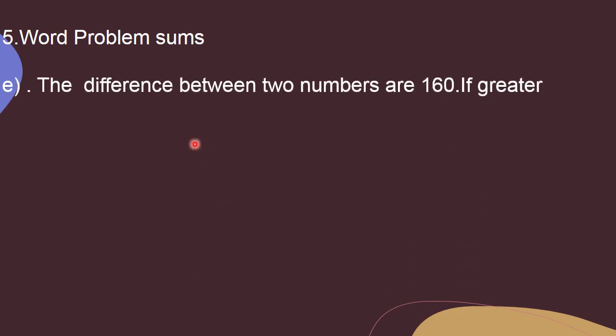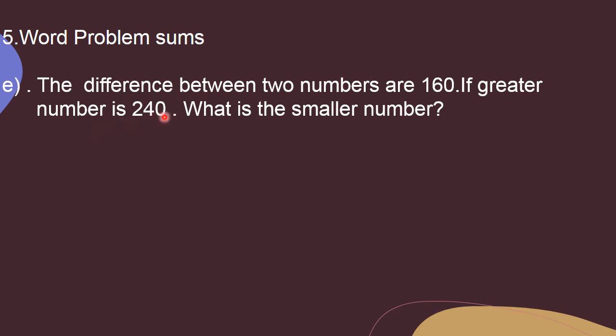Okay, E part, the difference between two numbers are 160. दो numbers का difference हमें दिया हुआ है बेटा 160. If greater number is 240, what is the smaller number? अगर greater number 240 है तो smaller number find out करने के लिए we have to subtract both the numbers. Okay, so first of all we will write 240 then 160. So let's start from our ones place. So 0 minus 0, that is equal to 0, and here at tens place 4 minus 6, we cannot subtract because 4 is smaller number than 6.